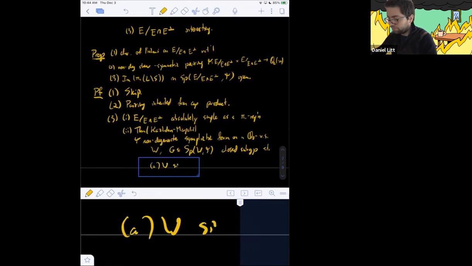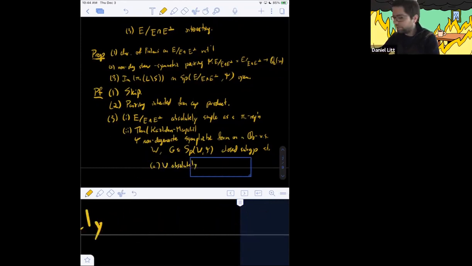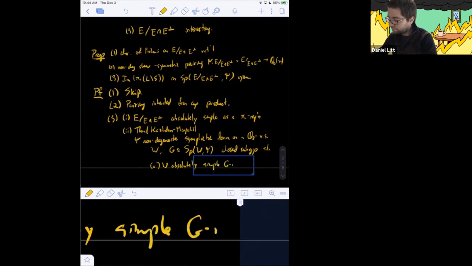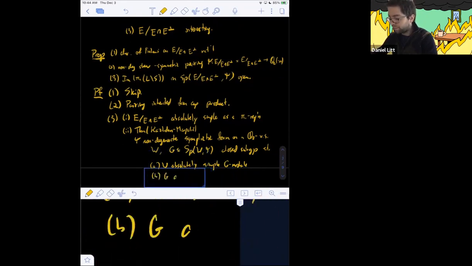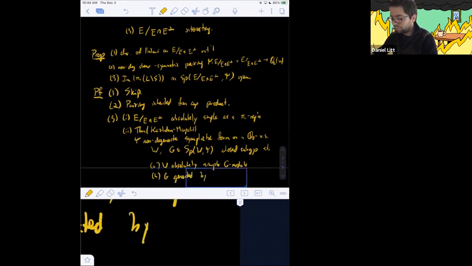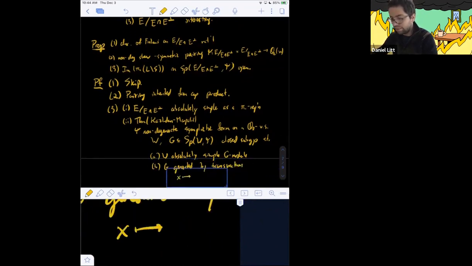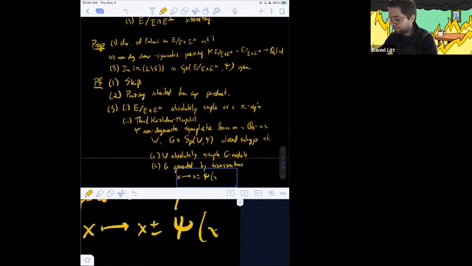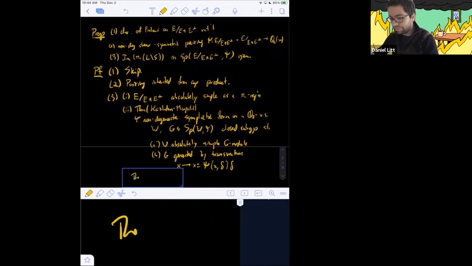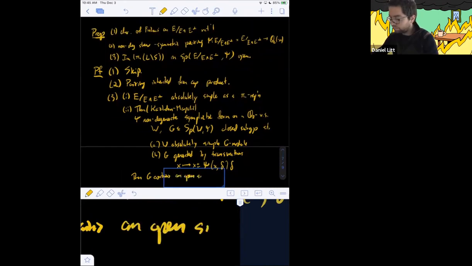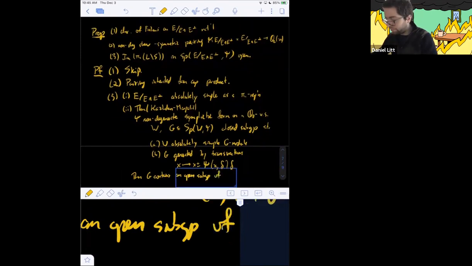A: W is a simple G module. Sorry, let me write absolutely simple. Absolutely simple just means that when you base change to the algebraic closure, it stays simple. And B: G is generated by transvections. So what that means is sending x to x plus or minus C of x delta delta. So this should look very familiar. So then G contains an open subgroup of SP.